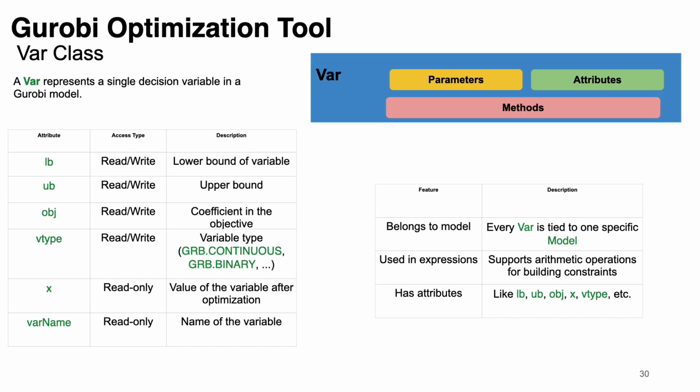Now we move to the next major component inside that model, the Var class. A Var object represents a single decision variable in a Gurobi model. As you can see in the features table, every Var is tied to one specific model, supports arithmetic operations for building constraints, and possesses various attributes. The attributes table lists the most important ones you will use. We have the LB and UB for bounds, Obj for the objective coefficient, and VType for the variable type. These are all read and write, meaning you can change them. Finally, we have read-only attributes like VarName, and most importantly, X, which is the attribute you query to get the final value of the variable after the optimization is complete.